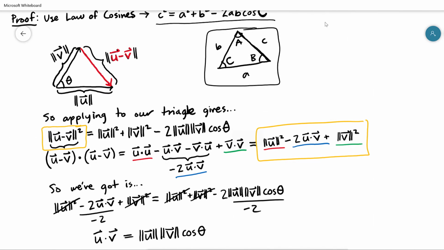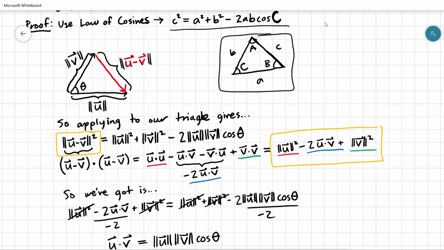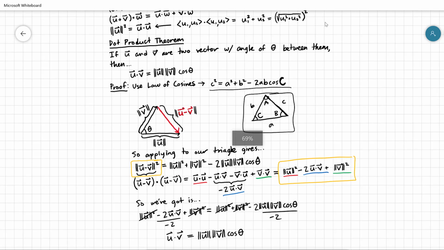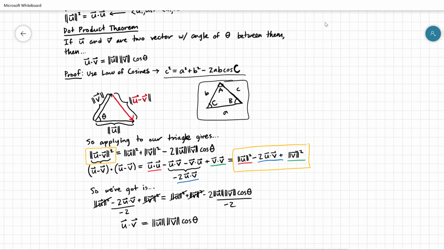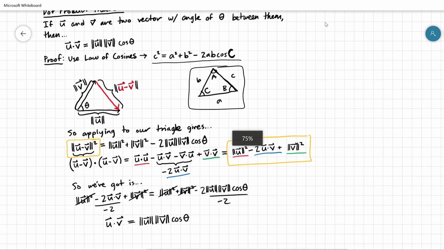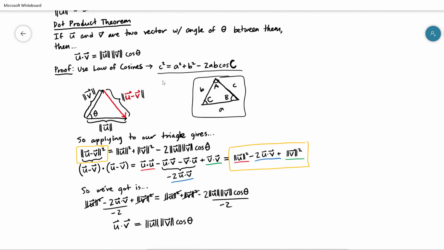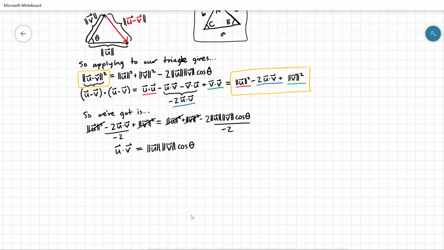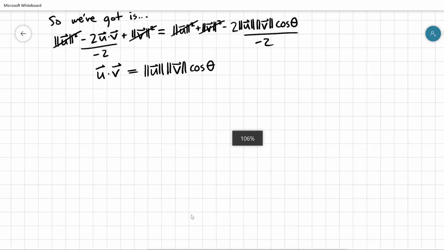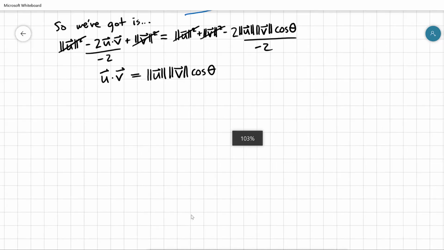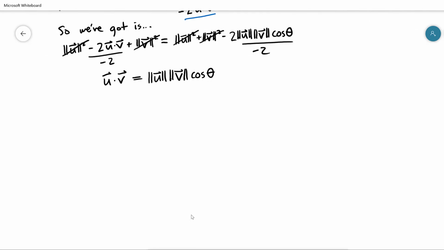Come on, zoom out. There we go. So there's our result for the dot product theorem. But this is really, really useful because it tells us a relationship that ties the dot product to the angle between those two vectors, which is going to be a really useful thing. So how can we find the angle between two vectors? We can use this to find the angle between vectors.